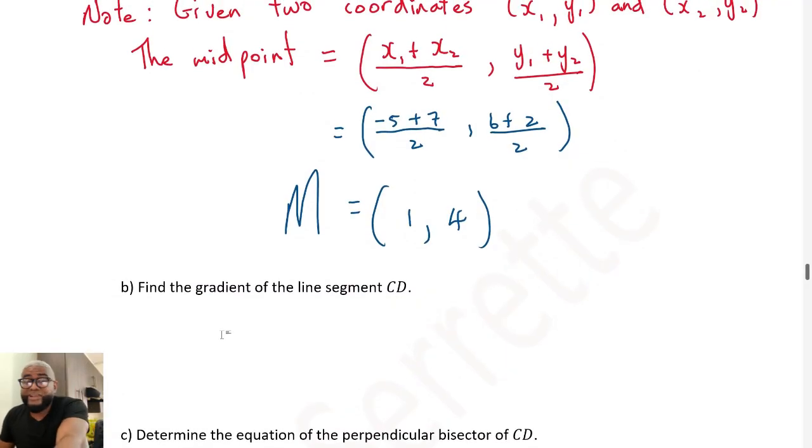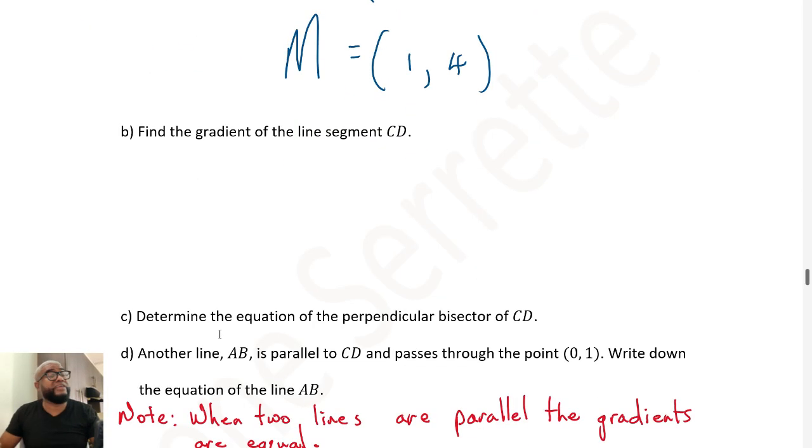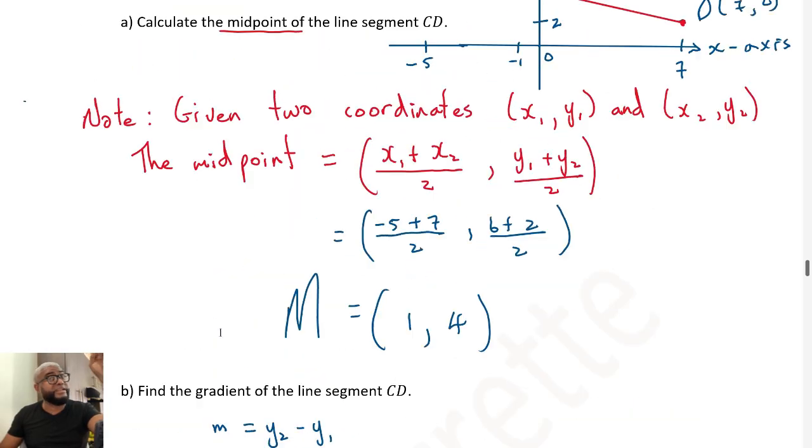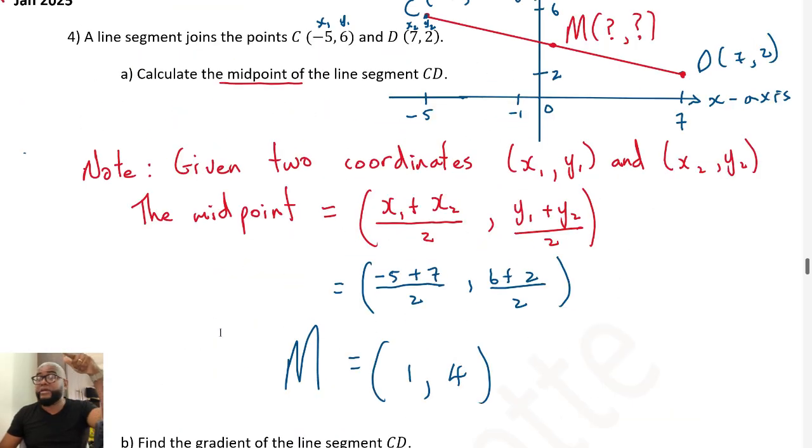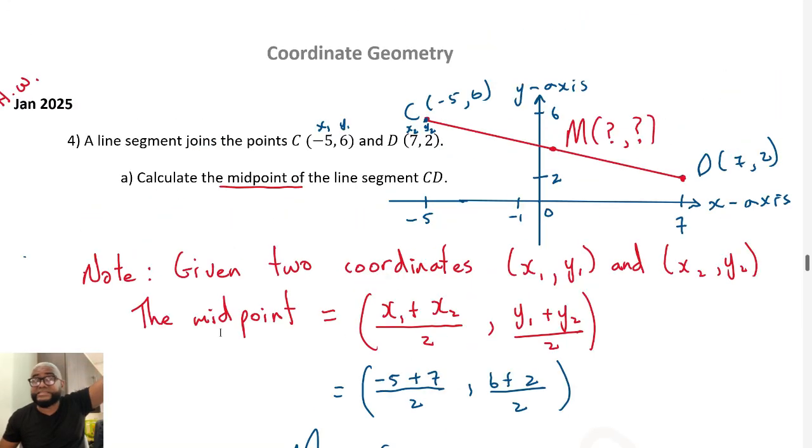So there we go. We want the gradient of the line segment. Once again, we have a formula. Gradient is represented by lowercase m. So gradient is equal to y2 minus y1 over x2 minus x1. I just told you earlier that x1 and y1 are the x value and y value in the first coordinate, and x2 and y2 are the x value and y value in the second coordinate. Remember I just said that?